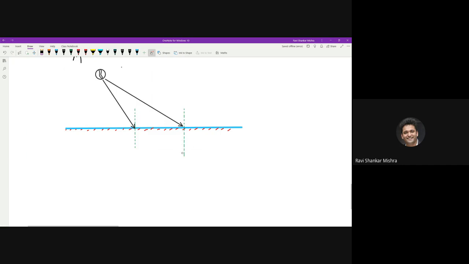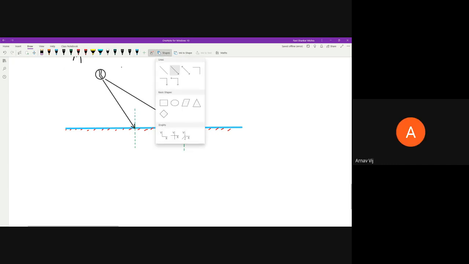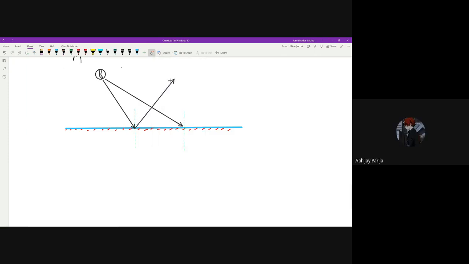What is the law of reflection? Anybody? So reflected ray, incident ray, and the normal all lie on the same plane. Yes, this is the second law. What is the first law? Sir, angle of incidence is equal to the angle of reflection. Very good. Angle of incidence is equal to angle of reflection.